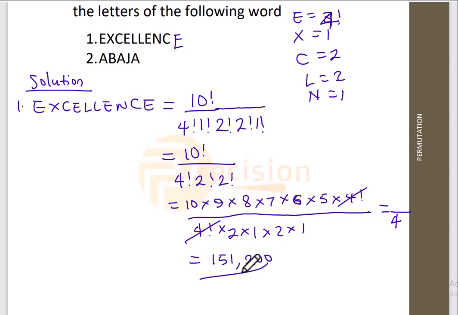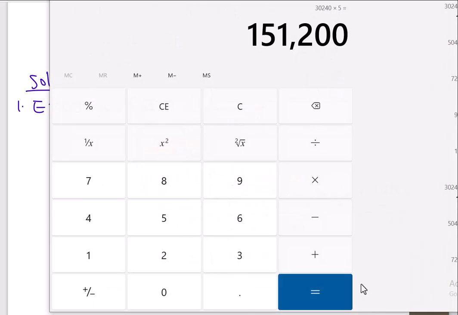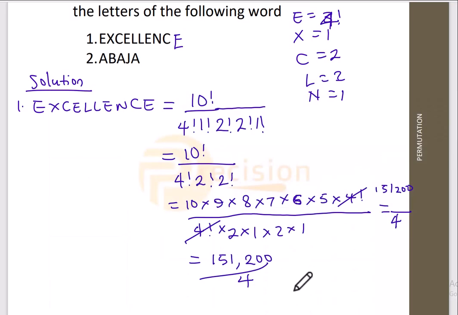So we had 151,200 divided by 4. So let's divide by 4. That gives 37,800. And that's just it. I hope this makes sense to you. This might become complex or challenging, but I think it's not that difficult.